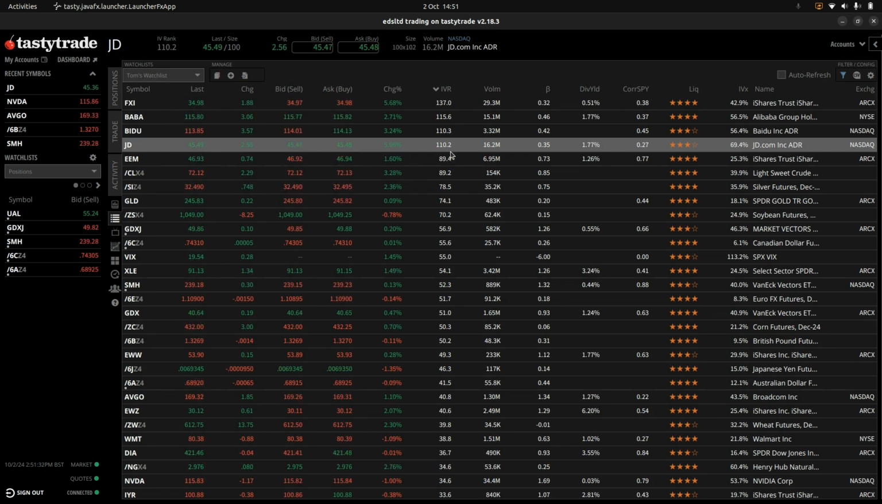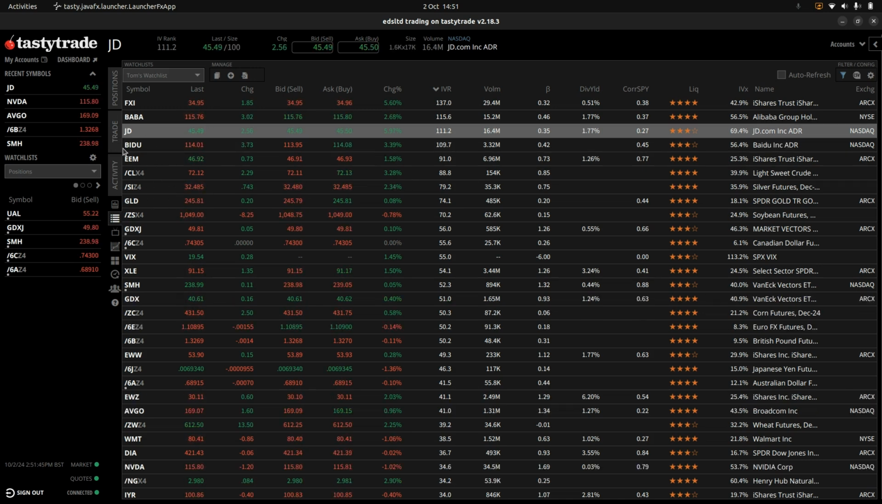It's got an IV rank of 110.2. It's got 3 out of 4 stars on the liquidity ranking. It is a Chinese stock, and obviously with what's been happening lately with Chinese stocks, I'm not surprised why the IV rank is so high.